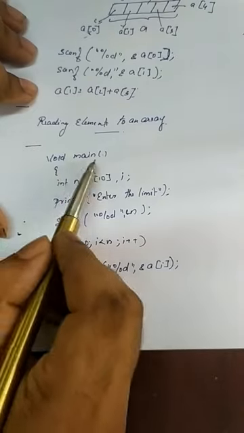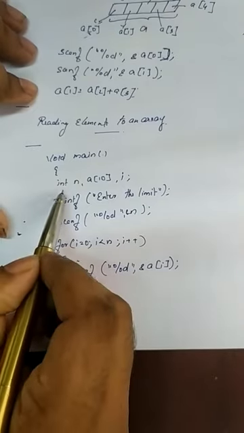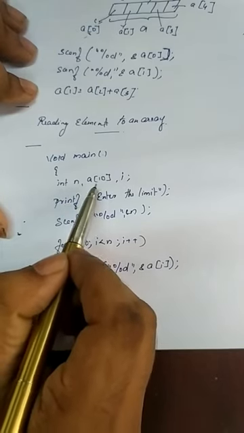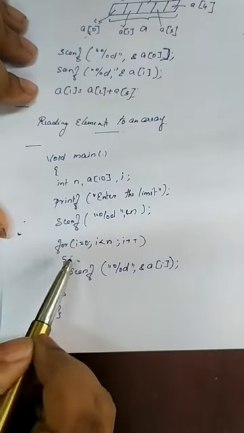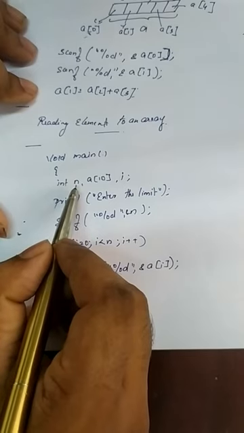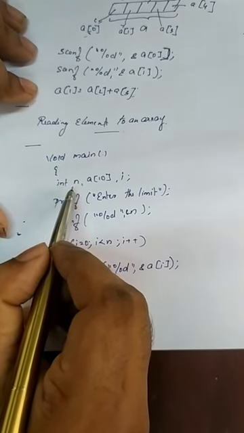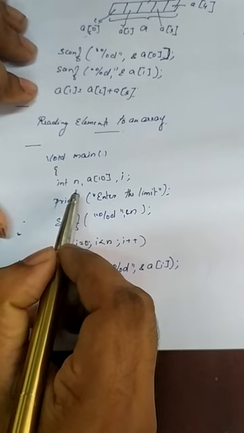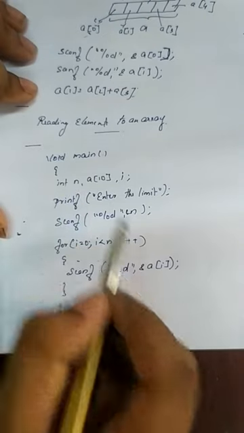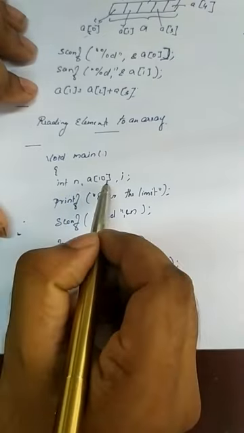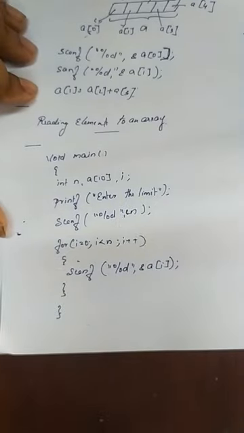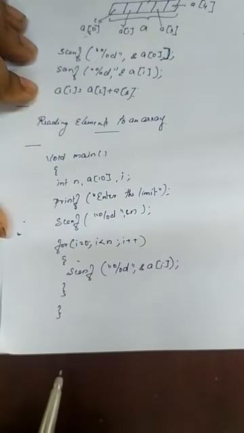So I am writing void main, and I am declaring int n, a of 10, i. n is an integer value which is used to store the number of elements that need to be stored in the array. a of 10 is an array of size 10. So we can store up to 10 elements in that array: a of 0, a of 1, a of 2 up to a of 9. And i is a looping variable.